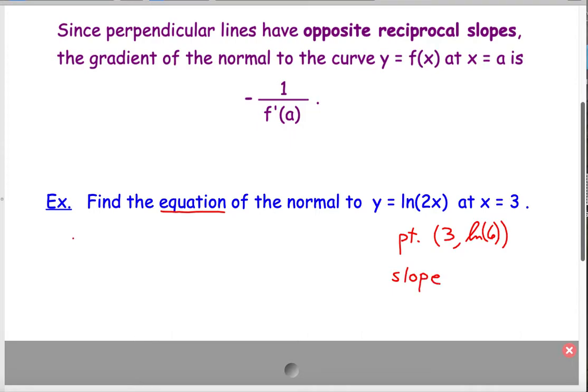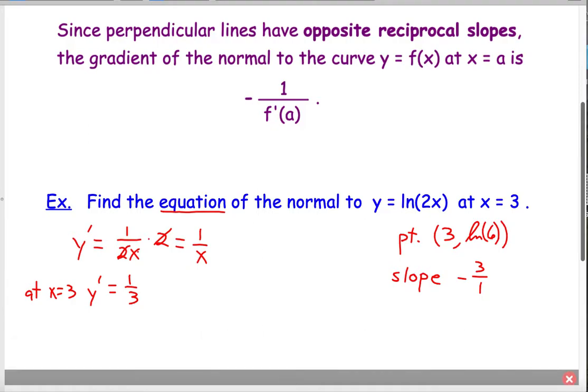If we take the derivative, that'll be the slope of the tangent line. So what's y prime for this one? Well, the derivative of the natural log of something is 1 over something, and then by the chain rule, times the derivative of 2x, which is 2. The 2's cancel, and we get 1 over x. So at x equals 3, the slope of the tangent line is 1/3. That means the slope of our normal line is going to be negative 3 over 1, or negative 3.